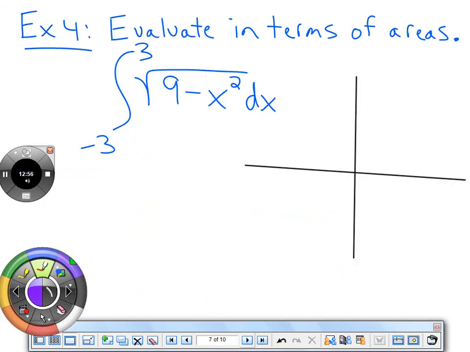All right, same thing. Let's say we want to evaluate in terms of areas, but they don't give us the picture, they just give us a function. So if you look at this function, very similarly, you might recognize that it's the area of a circle, and it's actually the upper half of a circle. And so you might recognize that it's the top half of a circle with a radius of 3, right?